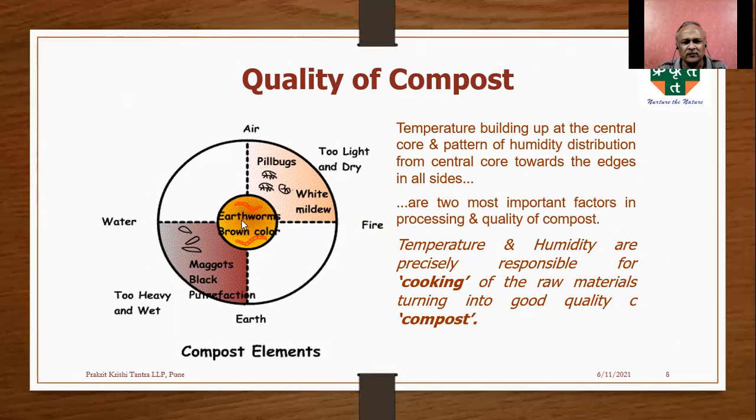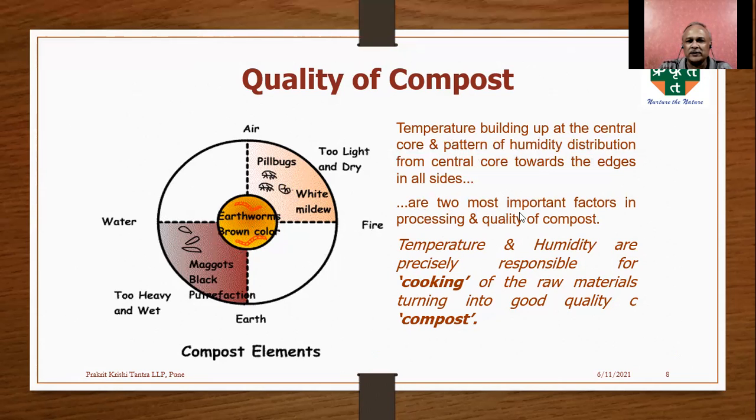But in a household compost bin, it is very difficult to reach that temperature. It may be 45 to 50 degrees plus, or maybe up to 55 degrees at the core, at a certain level where the perfect condition is there. So earthworm survival is difficult. So be watchful about the temperature building up at the central core and the pattern of humidity distribution from the central core towards the edges on all sides.